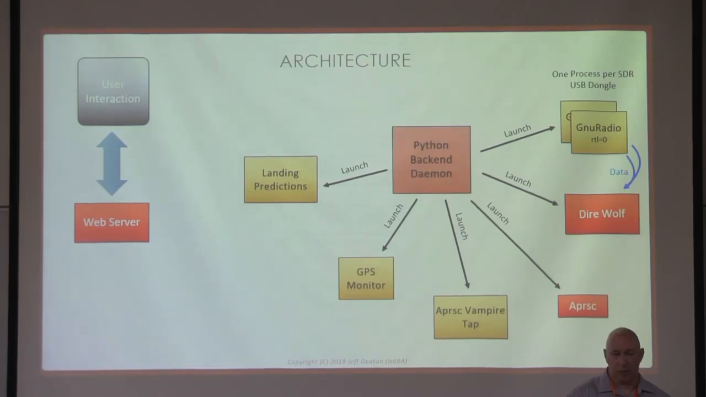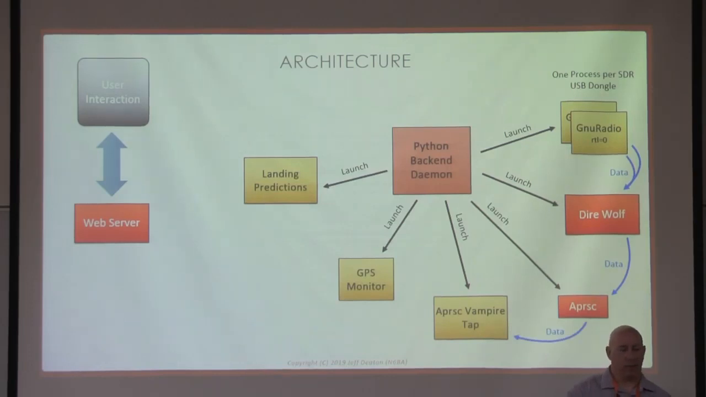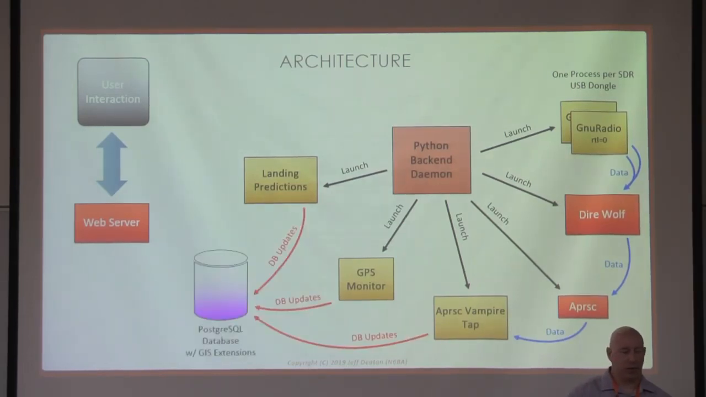Data, of course, flows, in this case, audio from GnuRadio to Direwolf, which processes packets and sends them to APRSC, and the vampire tap grabs those and, of course, stuffs them in the database for use by you and I later through the web browser.